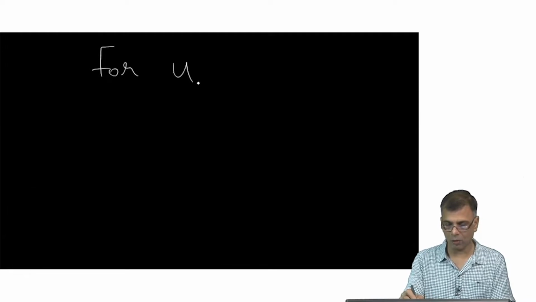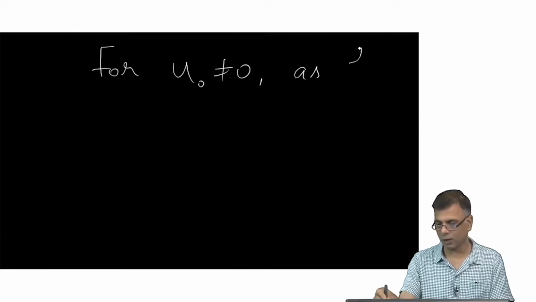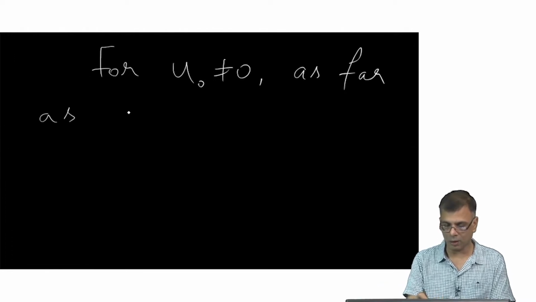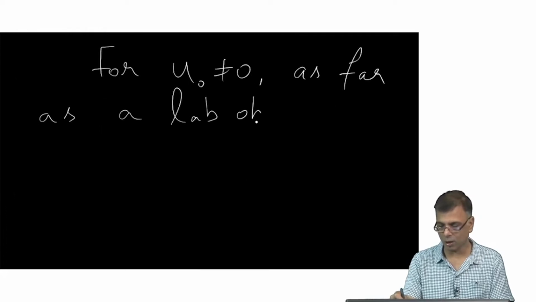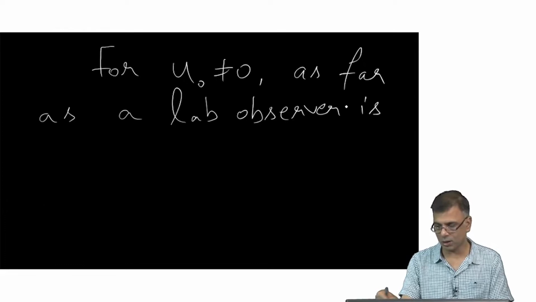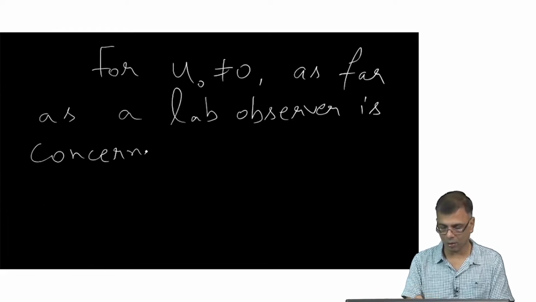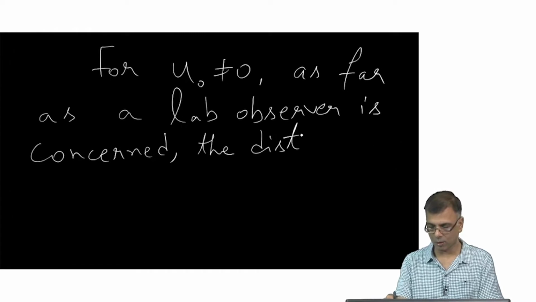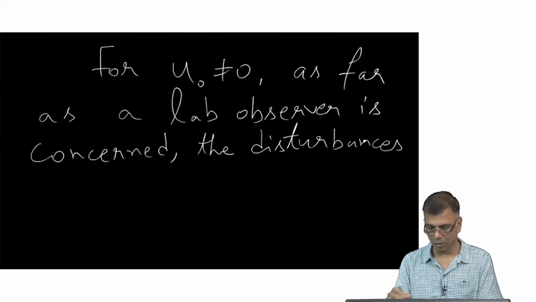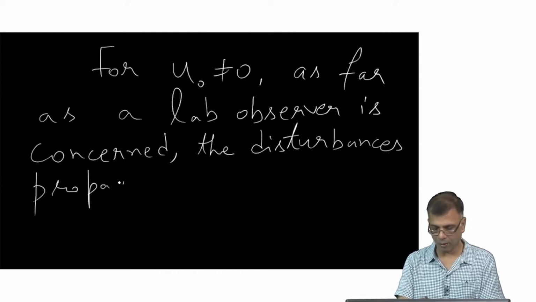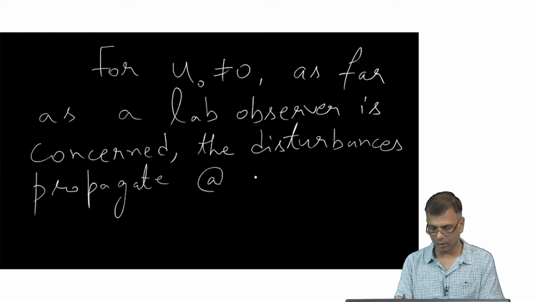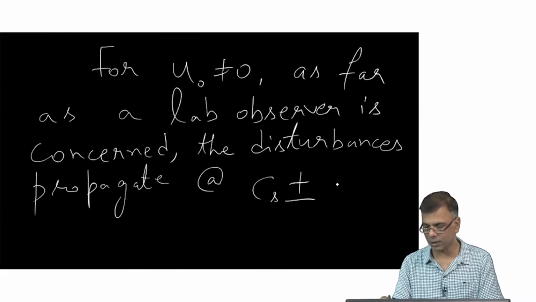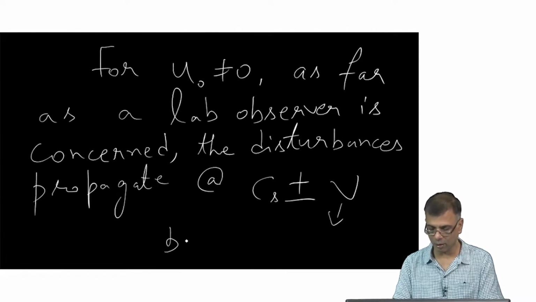In other words, for u naught not equal to 0, as far as a lab observer is concerned, the small disturbances propagate at c sub s plus or minus V, where V is the background speed.